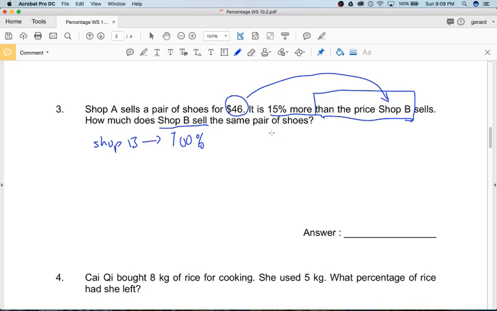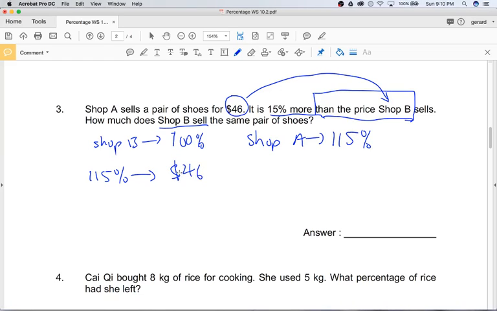Okay, which means Shop A is selling it at 15% more, so it will be 115%. Now some of you will probably put Shop A as 100%, then Shop B at 85%. Now when we work with percentages, you'll notice that if you do it the wrong way, your answer will be different. Okay, I'll explain in class more on what I mean by this, but for now we'll just take Shop A as 115%. So 115% is $46.